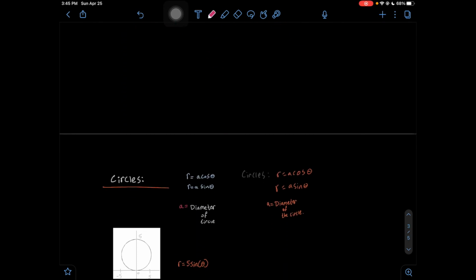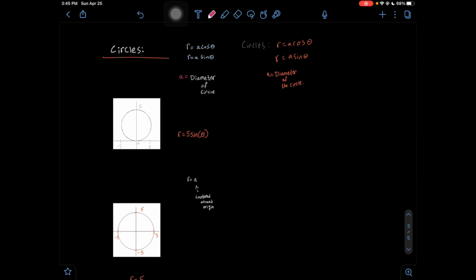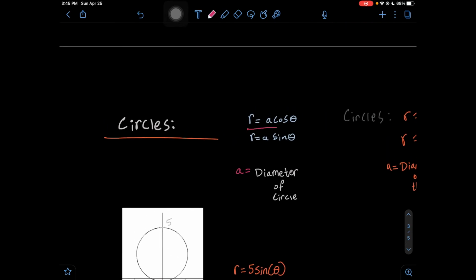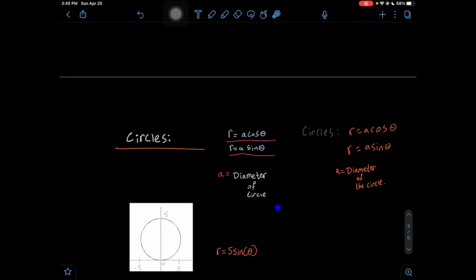Now let's go ahead and do circles, which is the final type of rose curve that we're going to be covering in this video. And the equation for a circle is going to be r equals a cosine of theta and r equals a sine of theta. In the circle type of polar equation, a equals the diameter of the circle.